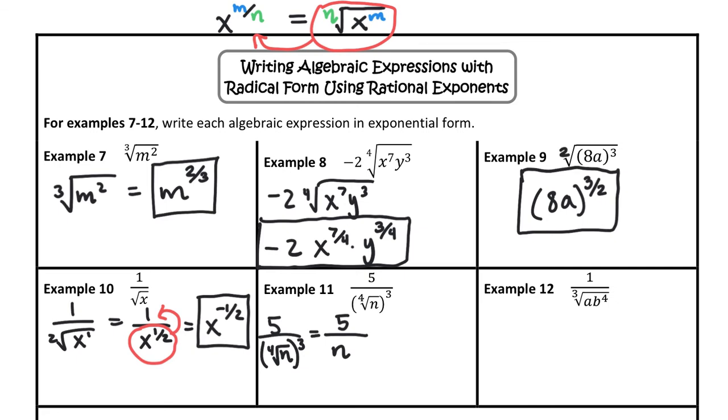So it's 3 divided by 4. And then we want to move the exponent to the top. It's kind of like we did in example 10 right now. Move it to the top, so we get 5n to the power of negative 3 over 4. And that's the answer for 11.